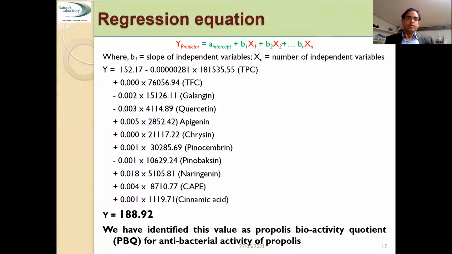This is a regression equation. After putting those values into the equation, what we found was the propolis activity quotient. So this number is the median value, a combination of propolis from 3 different regions, multiple studies, hundreds and hundreds of studies coming together into the equation and then giving us a robust value. So this can be referred to as a median value for deriving your bioactivity quotient.